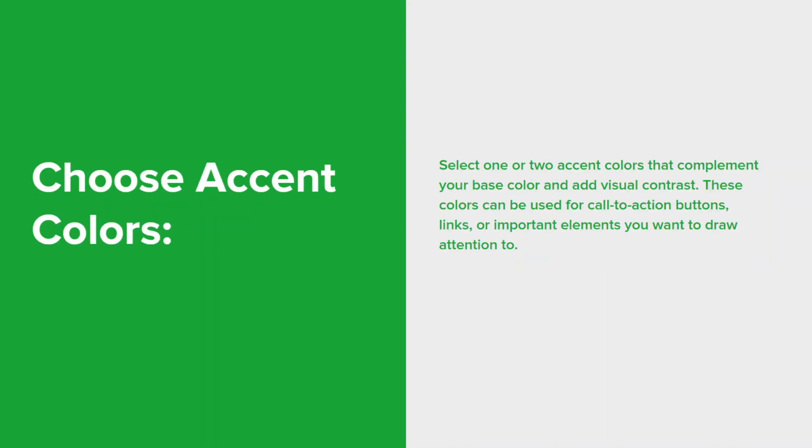Next up is accent colors, and you want to select one or two accent colors that complement your base and add visual contrast. These colors can be used for call to action buttons, links, or important elements you want to draw attention to. Ensure that the accent colors harmonize with the overall palette and don't overpower the design.